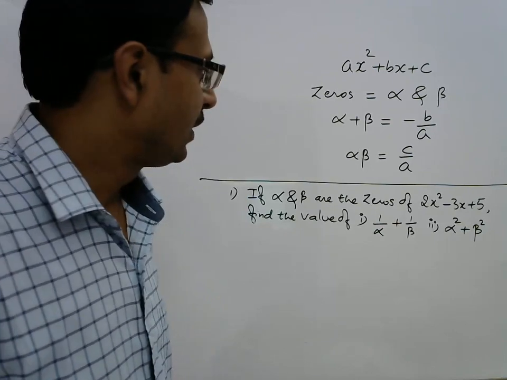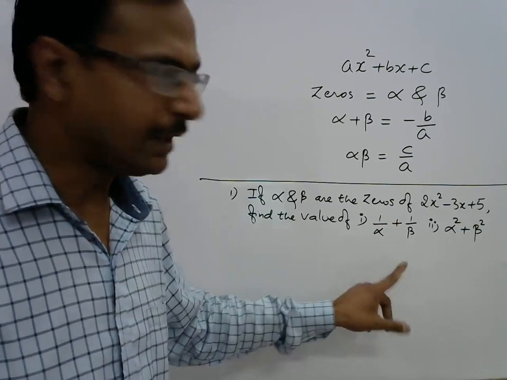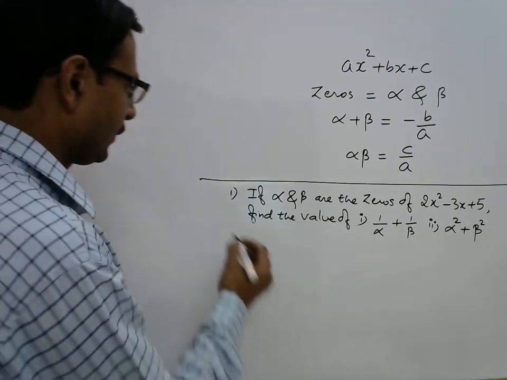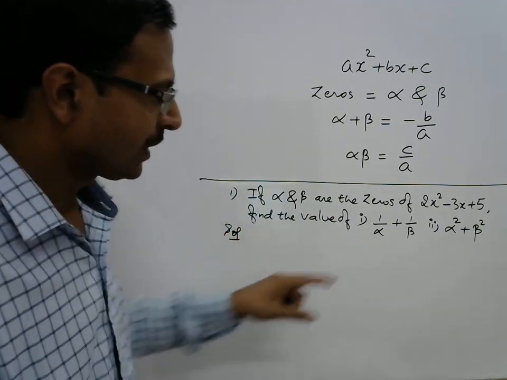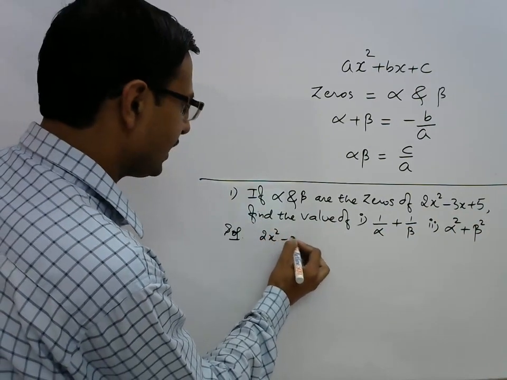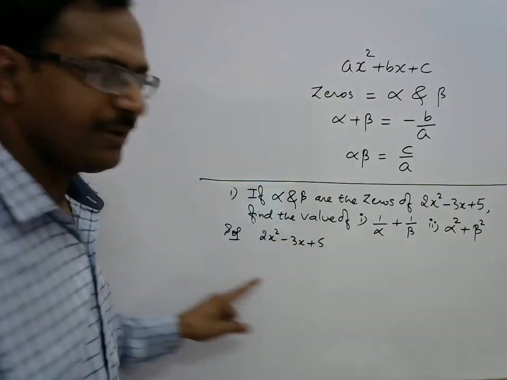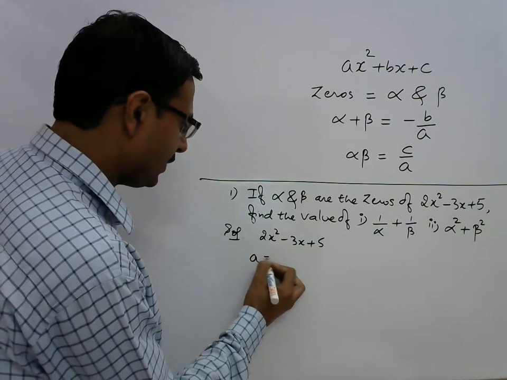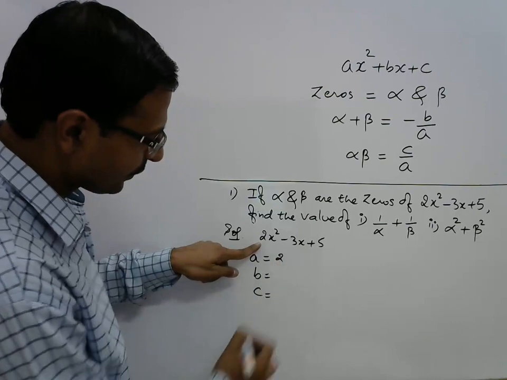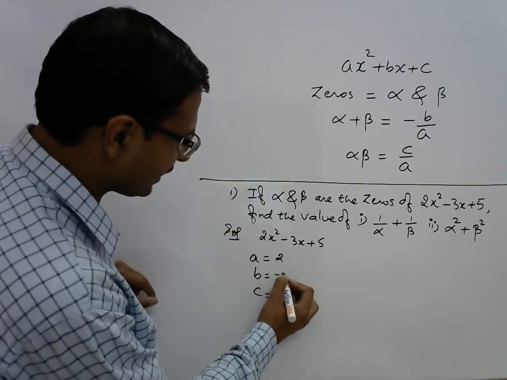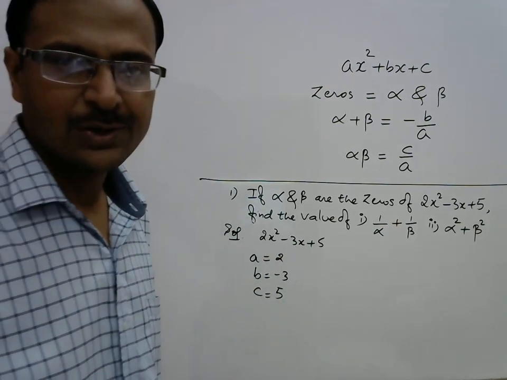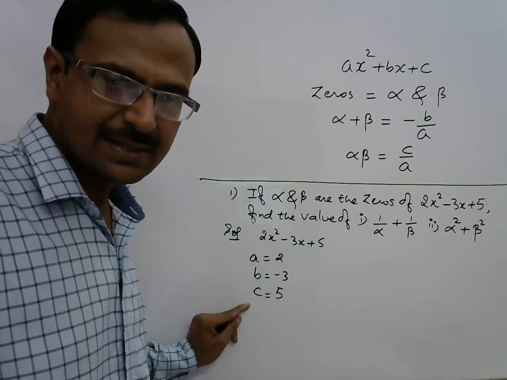we can surely find the values of any desired expression here. Now let me tell you how. The solution for this goes like this. Now see, in the given polynomial 2x square minus 3x plus 5, we have the values of a, b and c. The value of a is the coefficient of x square, this is 2. The value of b is the coefficient of x, that is minus 3. And the value of c is the constant term, that is 5. So we have all the three values of a, b and c.